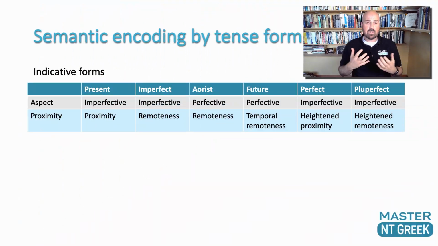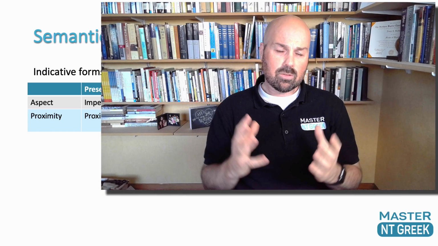And so then if you think about the different tense forms that there are, and you think about the encoding of those forms, you get the present tense, which has the imperfective aspect with the idea of nearness or proximity. You have the imperfect tense form with the imperfective aspect, just like the present, but now it's got the idea of remoteness. The aorist tense form is a perfective idea, so it's looking at the event as a whole, but then it's also got this idea of remoteness. The future, well, we'll talk about the future another time, but the future, the perfect, and the pluperfect also have this idea of aspect, and they also have this idea of proximity or remoteness built into them. So all of this is built into the tense form.